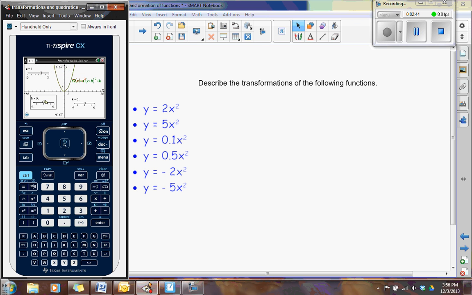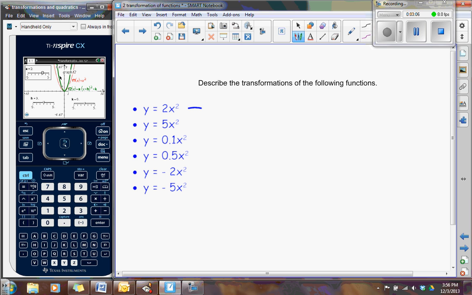So these are all related to the variable a. If y equals 2x squared, so a originally in y equals x squared is 1, so we're going to change a to 2. And you can see our green function just got a little skinnier than our red function, y equals x squared. So y equals 2x squared is skinnier than y equals x squared.